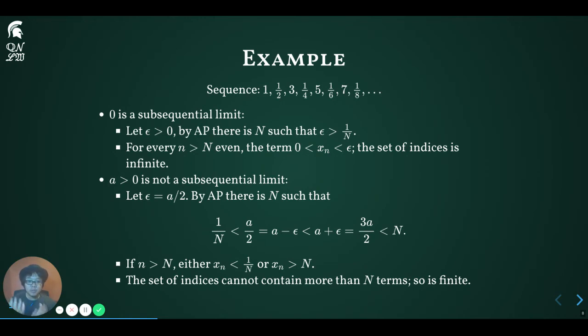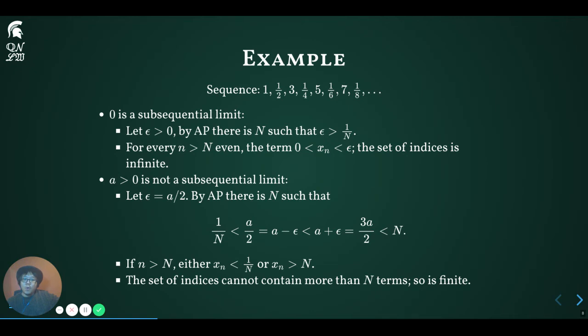Taking the larger of the two indices, we find a capital N for which we can guarantee 1 over capital N is less than a minus epsilon and a plus epsilon is less than capital N. Now, if small n is an index beyond capital N, then the term x sub n is either, if n is even, 1 over n, or if n is odd, n. In the former case, when n is even, it is less than 1 over capital N and hence less than a minus epsilon. In the latter case, when n is odd, it is greater than capital N and hence greater than a plus epsilon.